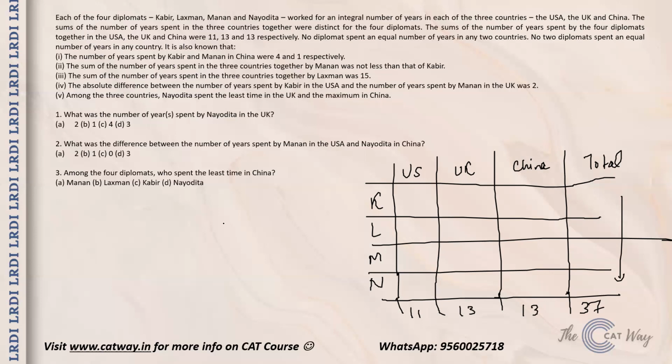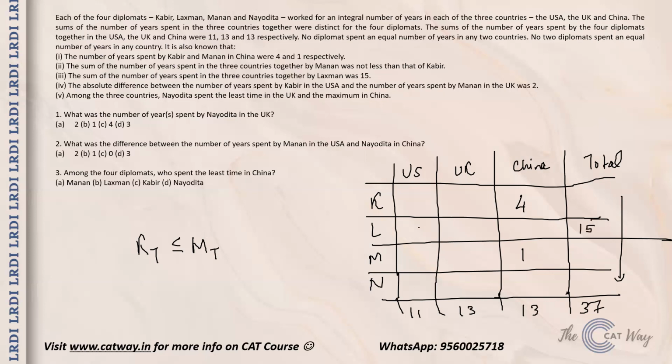So let us start writing the direct information that has been given. It says the number of years spent by Kabir and Manan in China were 4 and 1. So Kabir is 4 in China and Manan is 1 in China. Now the sum of the number of years spent in three countries together by Manan was not less than that of Kabir. So Kabir's total is either less than or equal to Manan's total. Now it says the sum of the number of years spent in three countries together by Lakshman was 15. So Lakshman's total is 15.